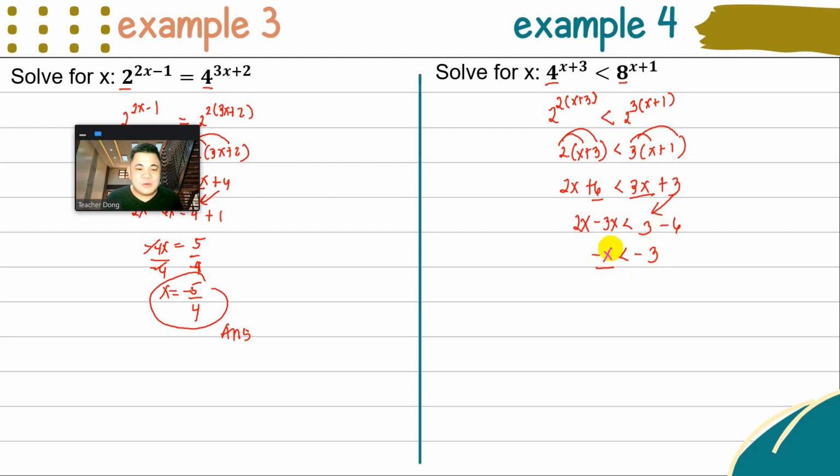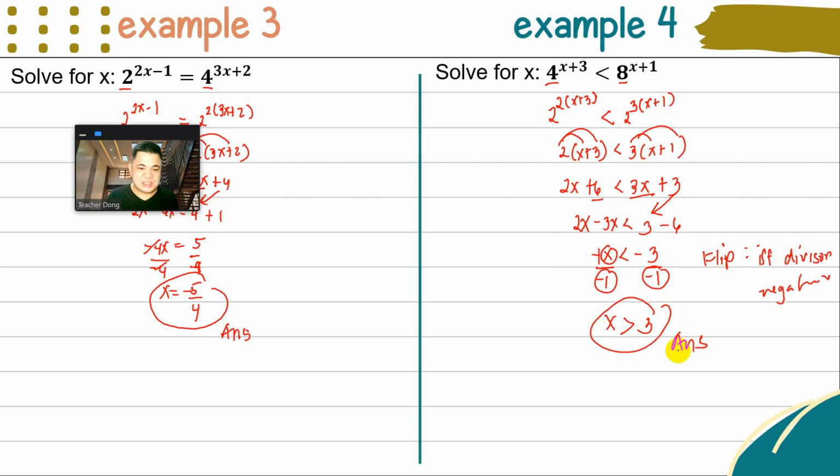And then to isolate x, there's an invisible negative 1 there, so we have to divide negative 1 on both sides. Alright? Now, for inequality, there's a rule that you need to flip if and only if the divisor is negative. In this case, are we going to flip the less than? Yes, because the divisor that we used is negative. So it's now x greater than positive 3, because negative 3 divided by negative 1 is positive. So our final answer is x is greater than 3.